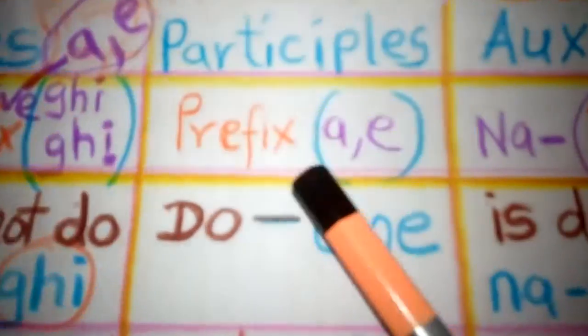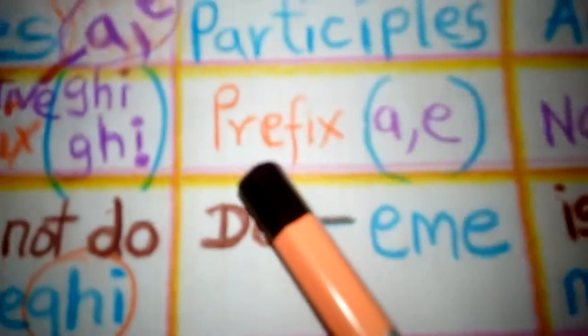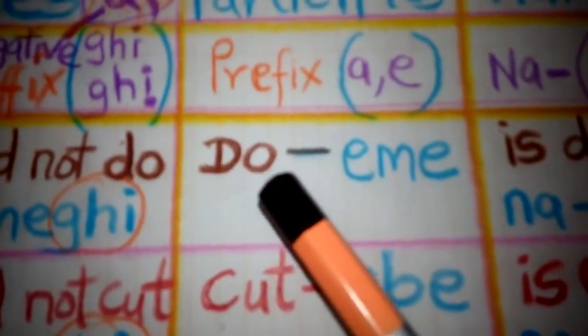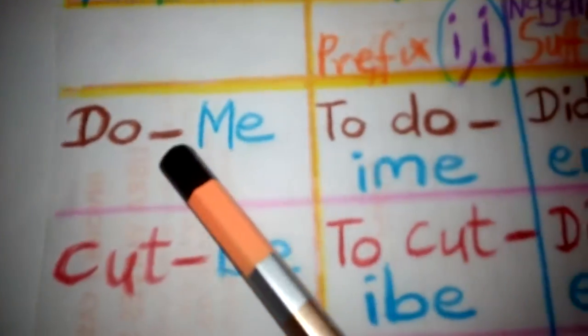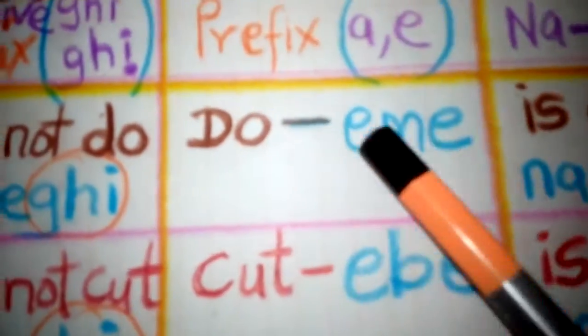So for the participle, you add the prefix a or e. Do, me, that's eme.